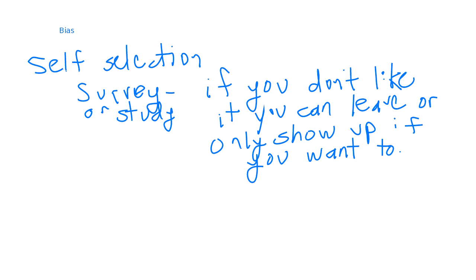Yeah, voluntary response would be a bias because that would also be that you volunteer to do the study. Let me see an example of what you were asked in the homework. Let's see. The example there would be like volunteers.